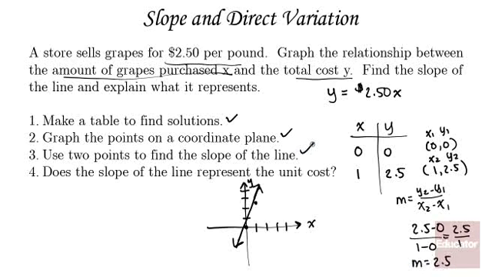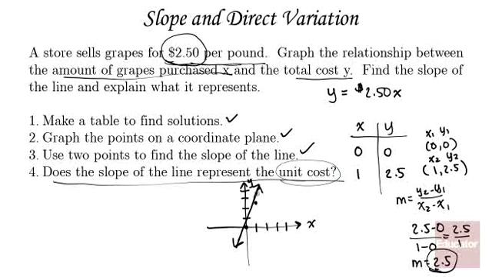And does the slope of the line represent the unit cost? Does it represent how much it costs for 1? Well, the slope is 2.5, and now let's look at the unit cost. Remember, unit means for 1. $2.50 for 1 pound. The slope is 2.5. So does the slope of the line represent the unit cost? Yes, it does. The slope tells you how much each pound costs. So here you can understand the relationship between slope and direct variation more. The slope will tell you how much for 1, for the unit.